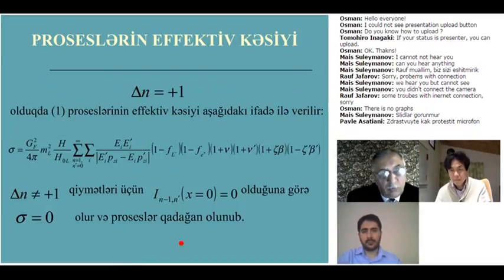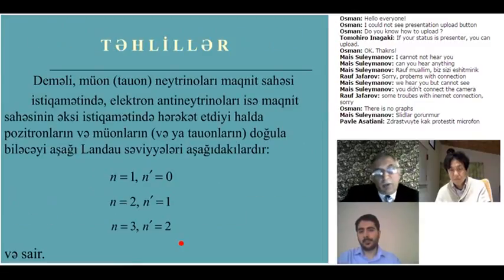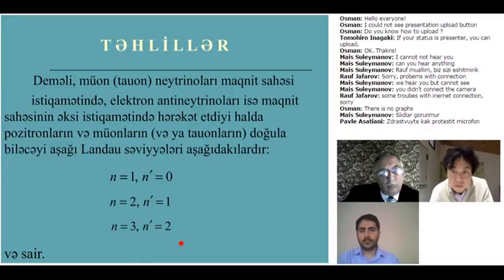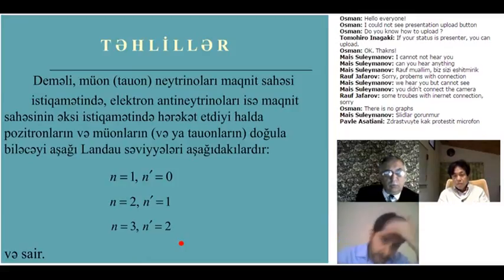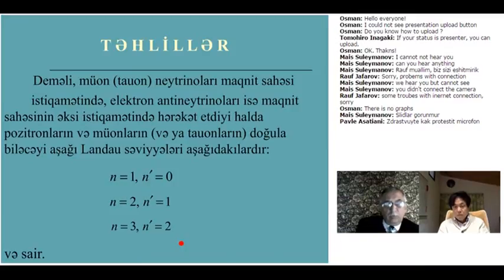Next slide, please. Okay, and when delta n is plus one, in that case, the reaction has such a cross section. It was derived that positrons and muons, or positrons and tau leptons, are produced in that case when positrons are produced on the first Landau level and muons on the zero Landau level, or when positrons are produced on the second Landau level and muons or tauons on the first Landau level. You can see from here that the number n for the positron is one unit more than the quantum number n prime.